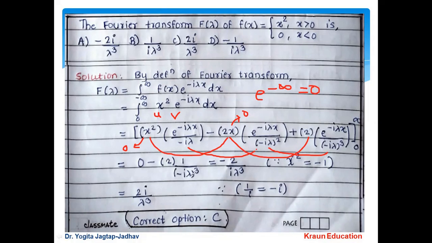Again, as you know, minus i whole cube. You know i square equals minus 1. And therefore, this minus i whole cube becomes only i, right? Also, in order to fit the solution in the given option, we have 1 upon i is the same as minus i. Therefore, this minus 1 upon i becomes positive i. Therefore, we have F of lambda equal to 2i upon lambda cube. And therefore, the correct option is option C.